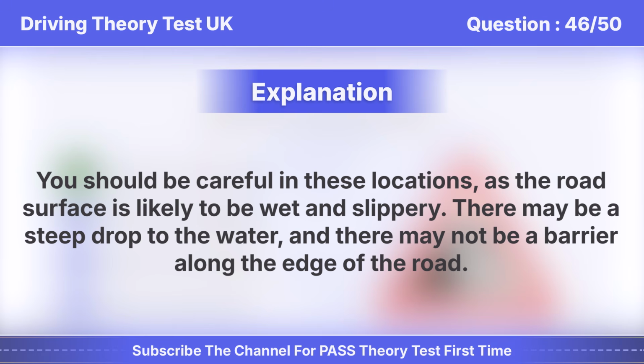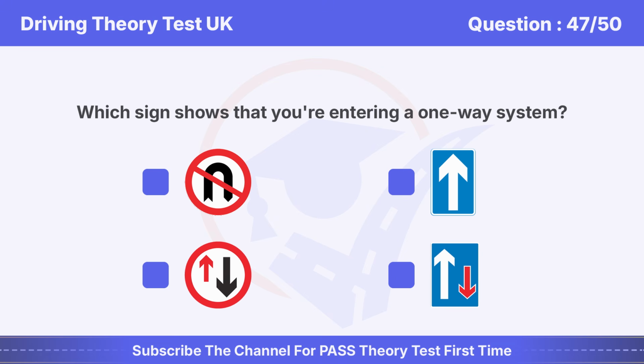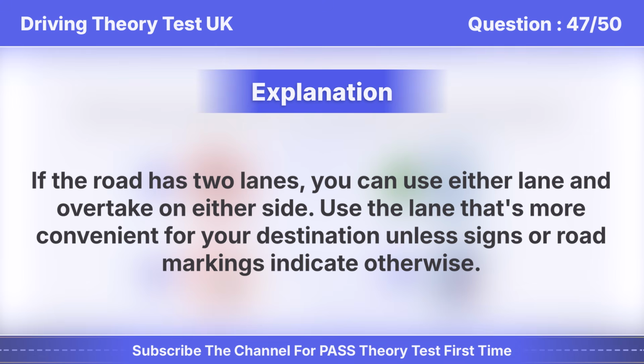Question 47. Which sign shows that you're entering a one-way system? Answer is B. If the road has 2 lanes, you can use either lane and overtake on either side. Use the lane that's more convenient for your destination, unless signs or road markings indicate otherwise.